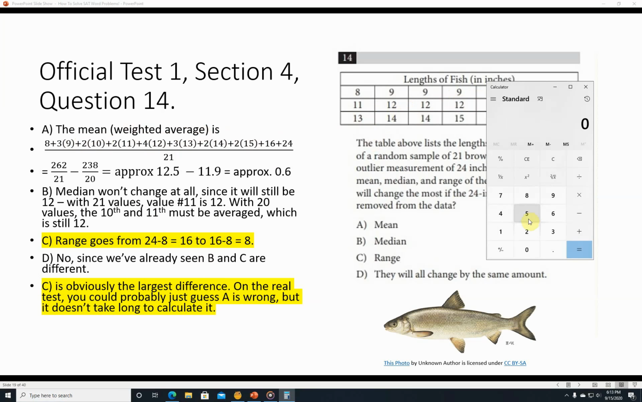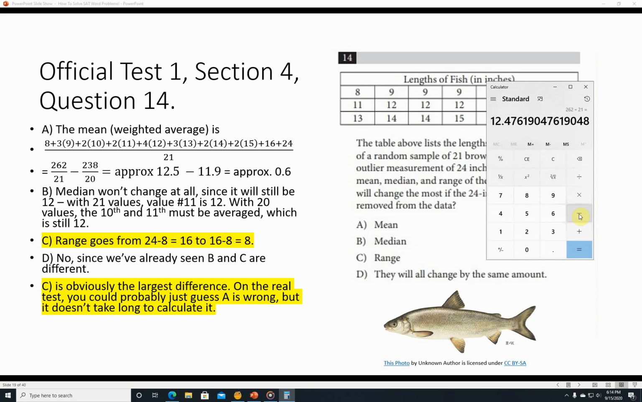Okay, so that's going to be very quick. We do 8 plus, we know 3 times 9 is 27, plus 2 times 10 is 20, plus 22, plus 4 times 12 is 48, plus 3 times 13 is 39, plus 28, plus 30, plus 16, plus 24. And so that's 262. We're going to divide that by 21, so we get 12.476, and so on.